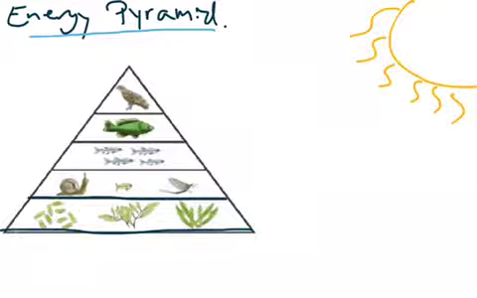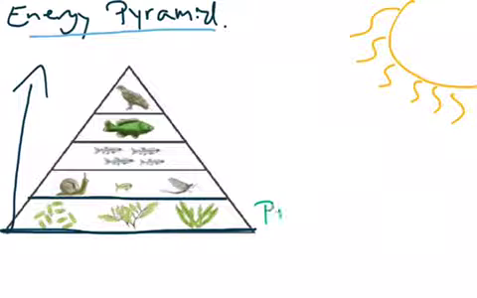So plants, they are the first level. They're always the first level. And they're always called primary producers, okay? They're going to store all this energy in a usable form for all other life, okay? So they are primary producers.